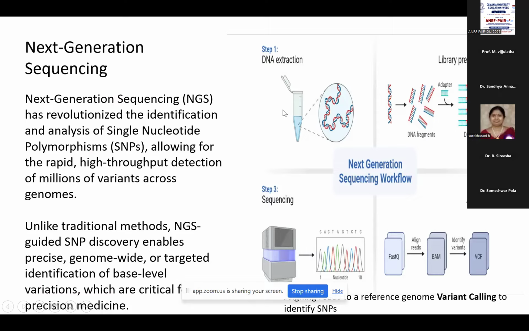So in this next generation sequencing, the DNA will be extracted and then followed by the library preparation and then the sequencing, followed by the assembling to the reference genome, and then the variant calling to identify the SNPs. So unlike the traditional methods, this NGS-guided SNP discovery enables the precise genome-wide or targeted identification of the base level variations, which are critical for the precision medicine.